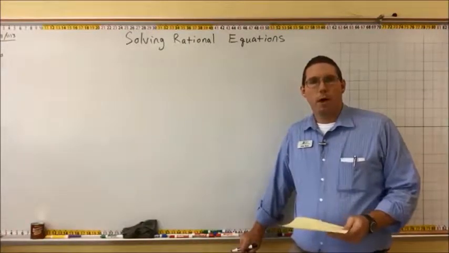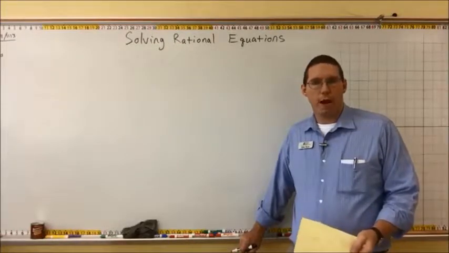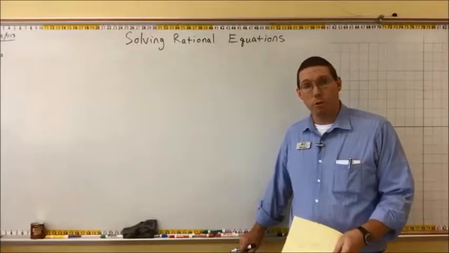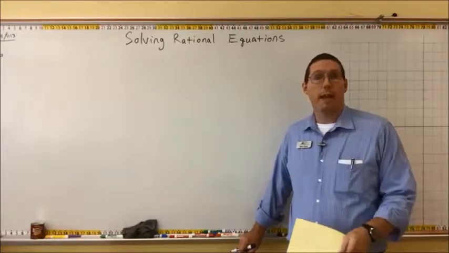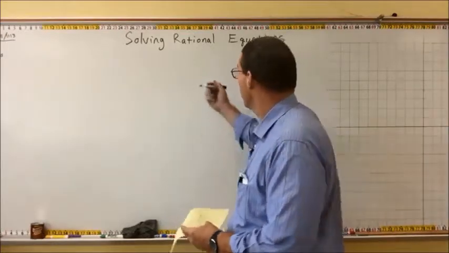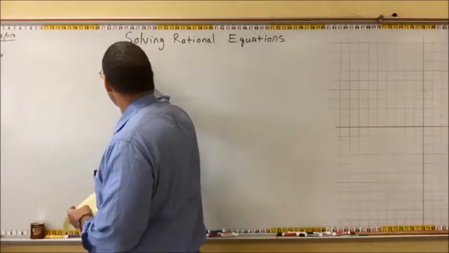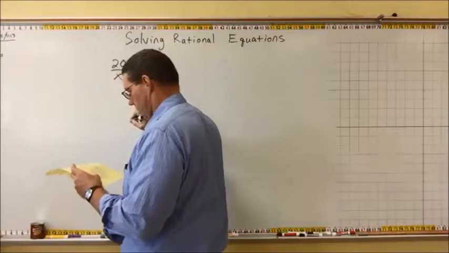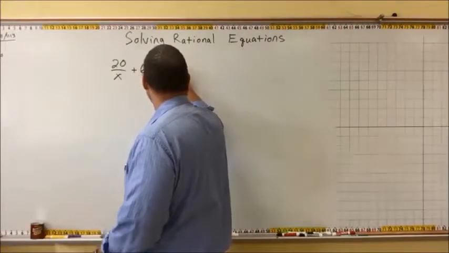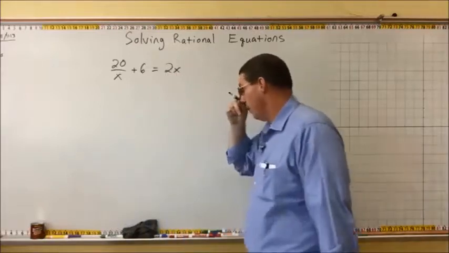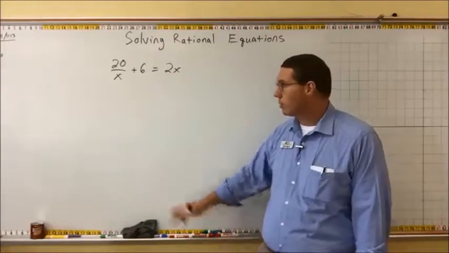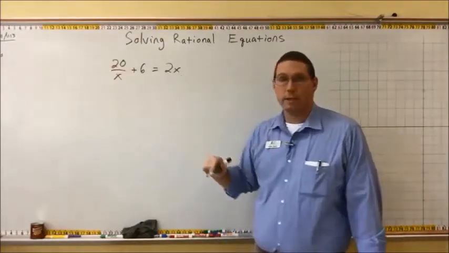Okay, so I'm going to show you how to solve rational equations. Now, it's an equation, which means that we're going to get a solution. That usually means we're getting a number as a solution. Let me give you an example. Let's say that we have 20 over x plus 6 is equal to 2x. This is a rational equation because it includes a rational expression in the equation.